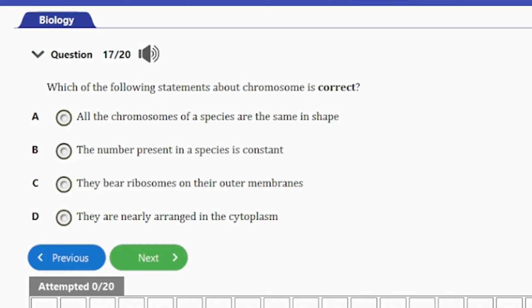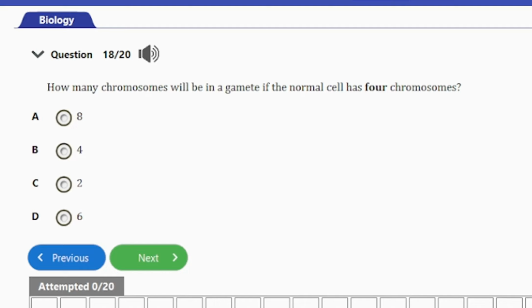So guys, the answer to this question is option B here, and that's the number present in a species is constant. So every species will actually have a particular number of chromosomes. For instance, in the somatic cells of humans, we have 46 chromosomes, and that of dog is 78, and so on. So you find out every species will have a particular number, or a constant number. So that's it for that question. Let's consider the next question.